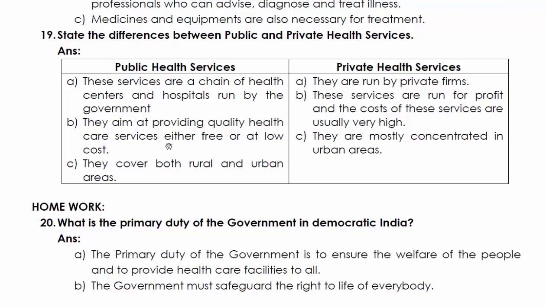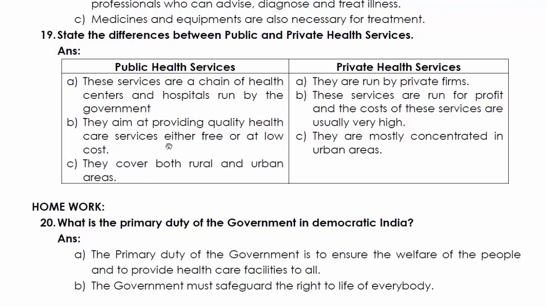In Manipur, you can just compare between Shija and Jain Hospital. Jain Hospital provides public health services, whereas Shija Hospital that we have in Manipur is a private health service. So it is very expensive. The cost of these services is also very high, compared with the public health services.